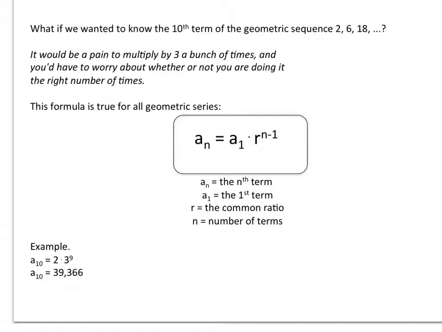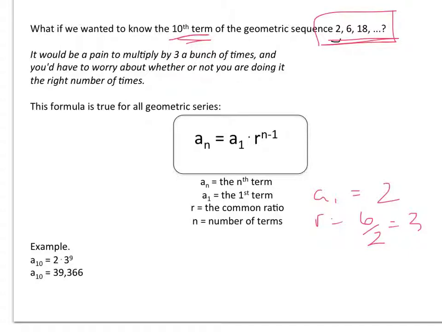And basically, the information that you need is what the first term is. So as long as you know the first term. So in our case, the example that we have up on the top, 2 is my first term. So a sub 1 is 2. Common ratio, well, we know the common ratio. We just have to take the second term divided by the first and get our ratio. And then the number of terms that we want to find. So in this case, we want to find the 10th term.